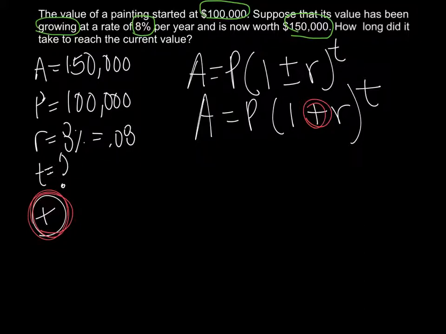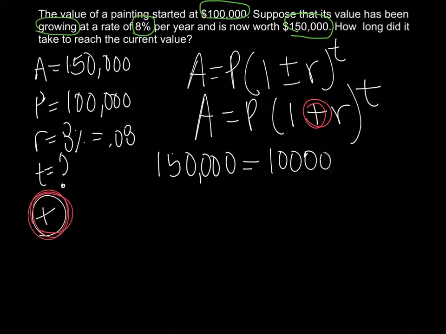Now let's plug them in. We've got A, which is this value here, 150,000. So we're going to put in 150,000 in the A value. That equals the P value, which is 100,000, which goes right here, times 1 plus your rate. Your rate is this one because you have to put it in decimal form, so 0.08. We don't know T, so I'm just going to label it as T. Now we need to solve this equation.